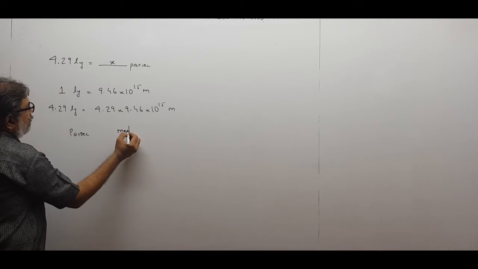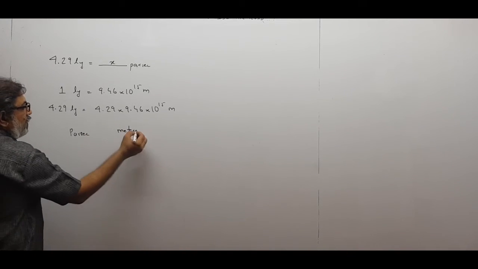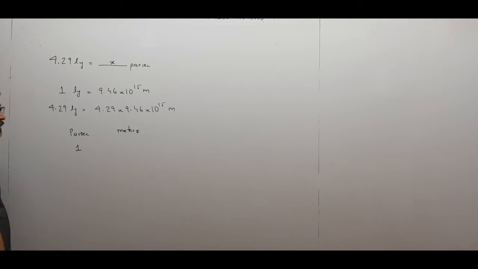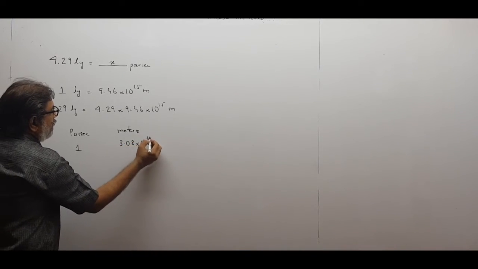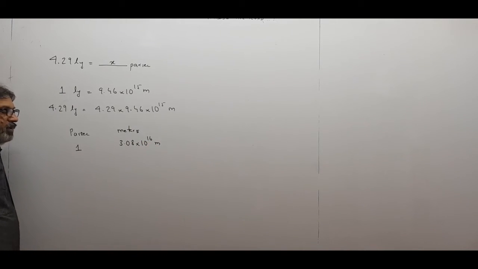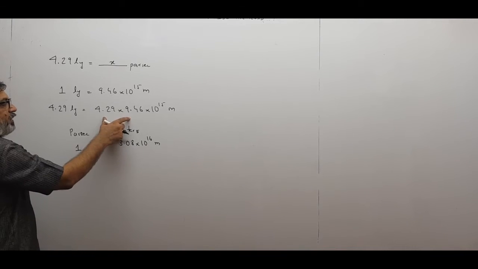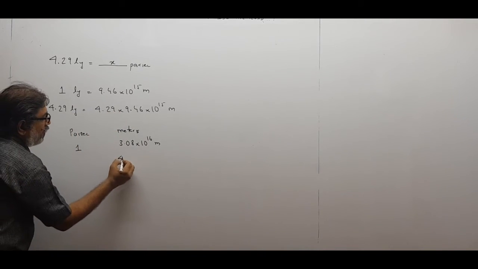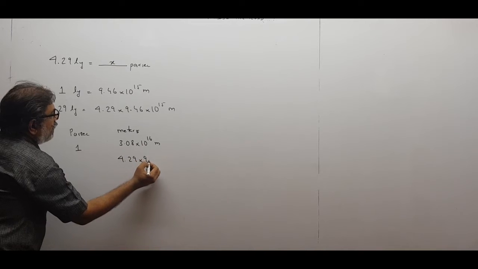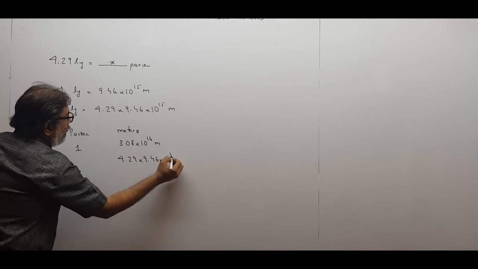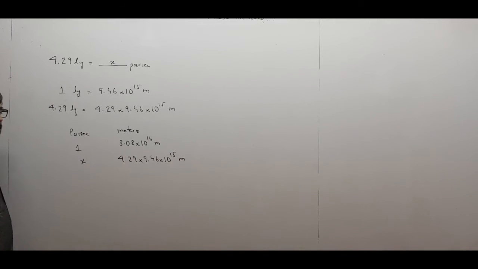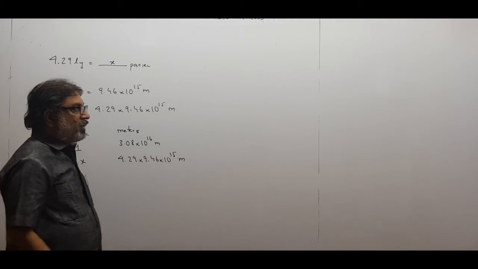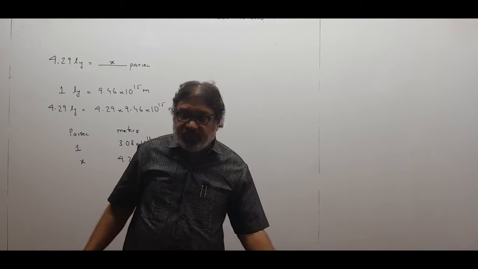Okay children. So I know if it is 1 parsec, then the distance is 3.08 into 10 raised to 16 meter. We know this value. 1 parsec is these many meters. So these many meters, 4.29 light years. So 4.29 into 9.46 into 10 raised to 15 divided by 3.08 into 10 raised to 16 will be x parsec. Cross multiply and get the answer. That you can do. So I leave it to you, just cross multiply.